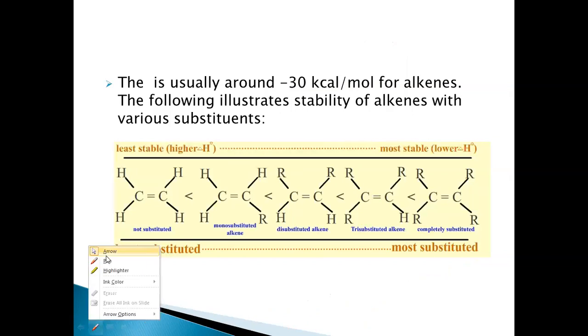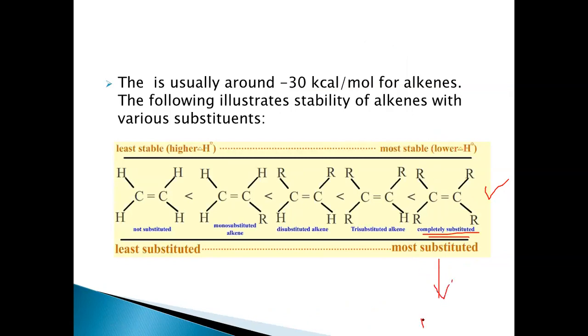Now when we look at the stability and the heat of hydrogenation, the tetrasubstituted alkene, that is completely substituted, is the most stable and has the least heat of hydrogenation. Because it is more stable, the heat of hydrogenation to convert it into butane is less when compared to a trisubstituted alkene, which is less stable, and its heat of hydrogenation is a little more. Then comes disubstituted, then monosubstituted, then unsubstituted.